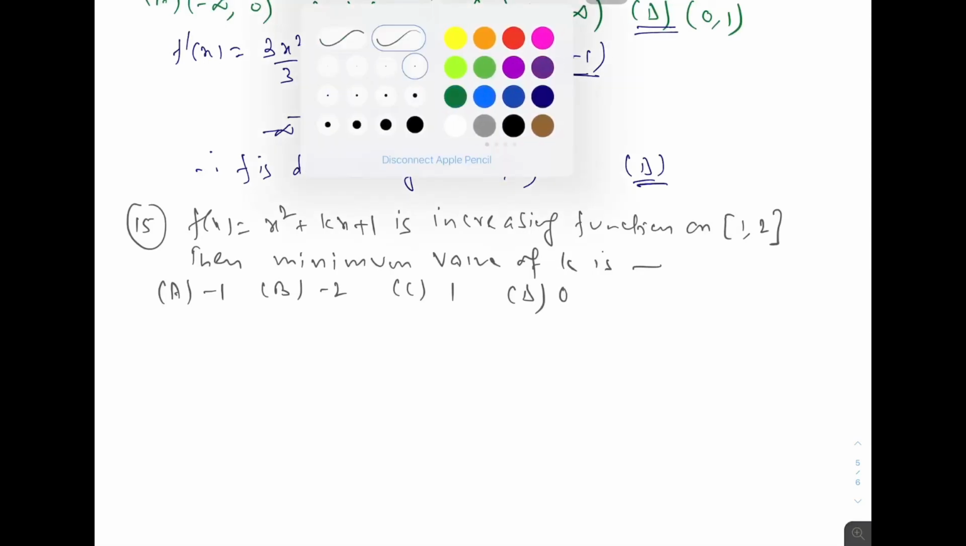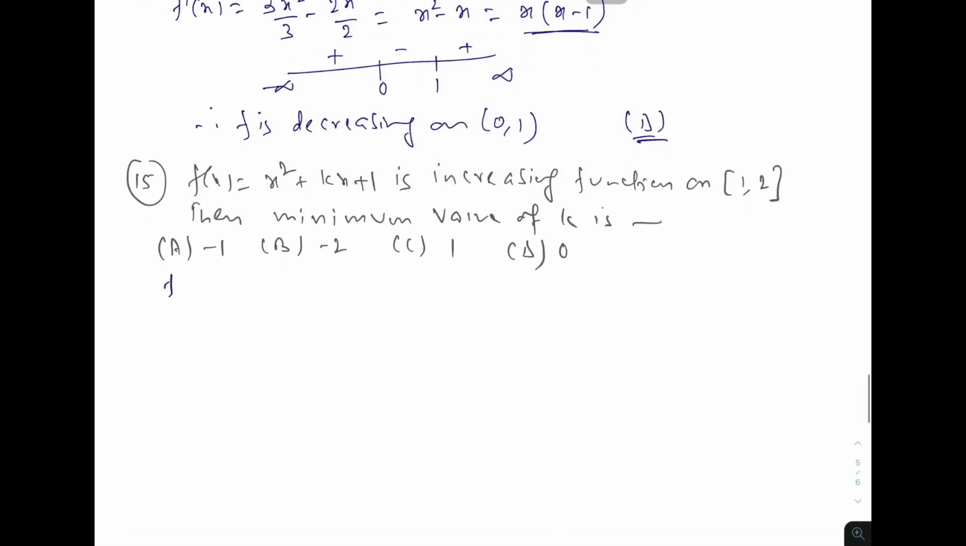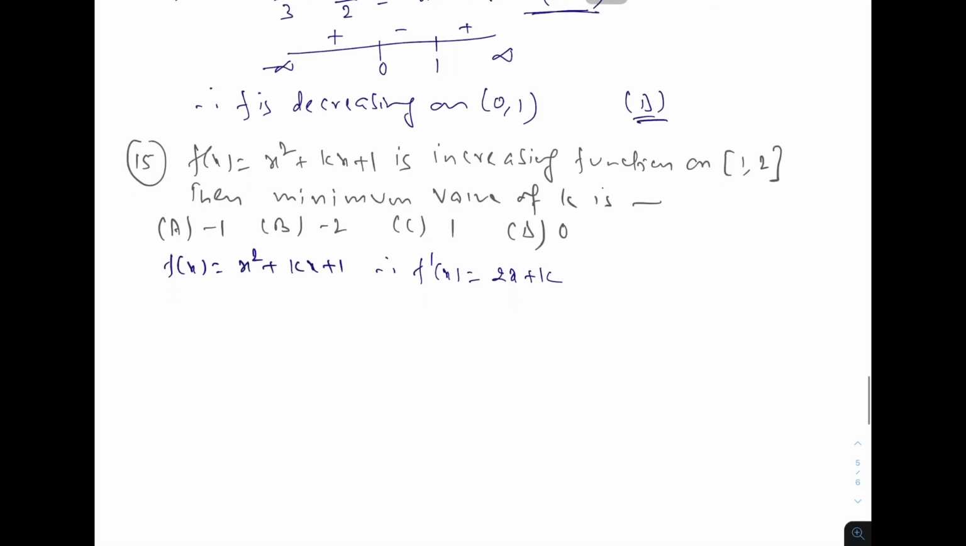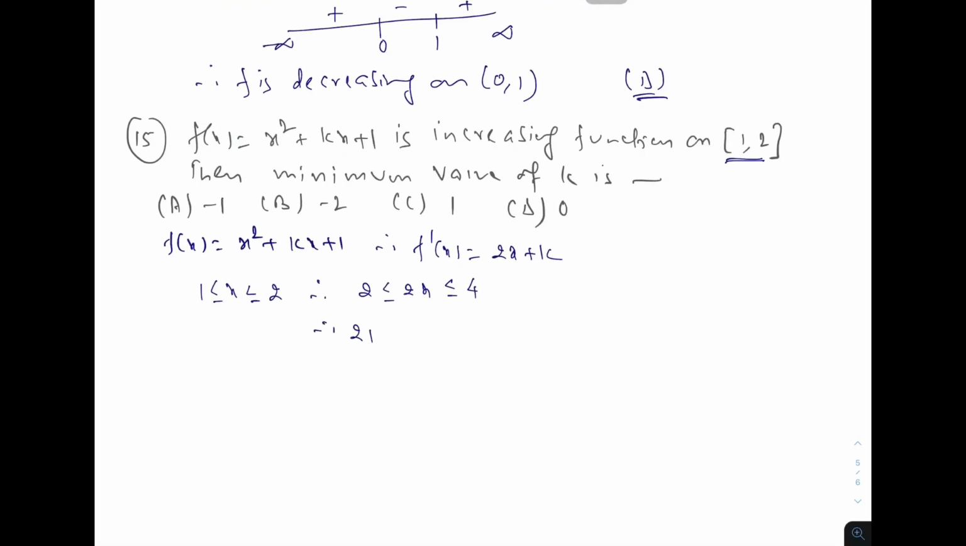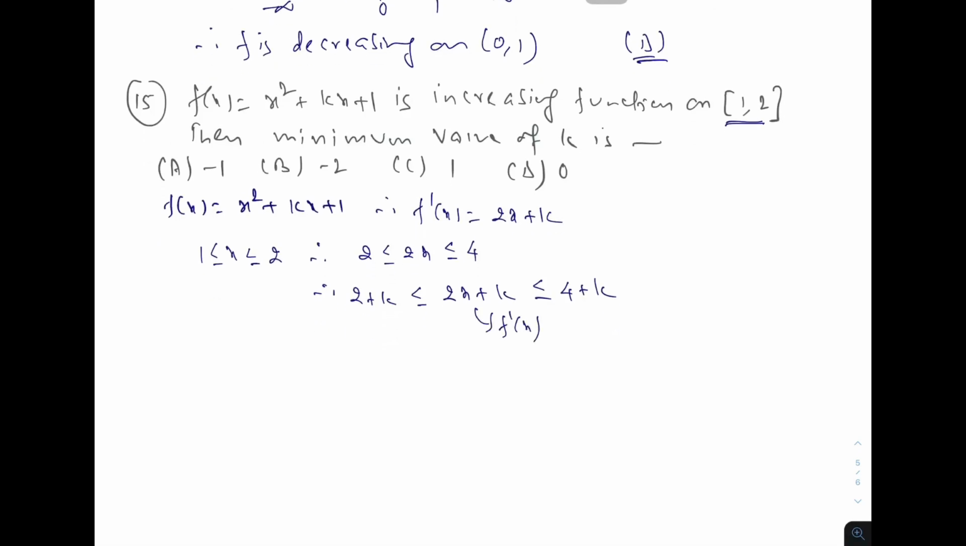So here f(x) is x square plus kx plus 1, and therefore f dash x is 2x plus k. Now see, x lying in 1 to 2. So 1 less than or equal to x less than or equal to 2. Therefore 2 less than or equal to 2x less than or equal to 4. And therefore 2 plus k less than or equal to 2x plus k less than or equal to 4 plus k. So this is our f dash x.